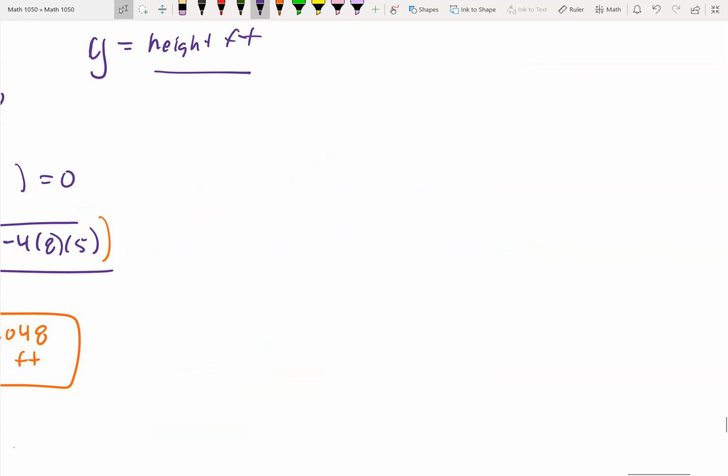Okay, part B. When will the rocket reach a maximum height? So I'm going to rewrite this equation.